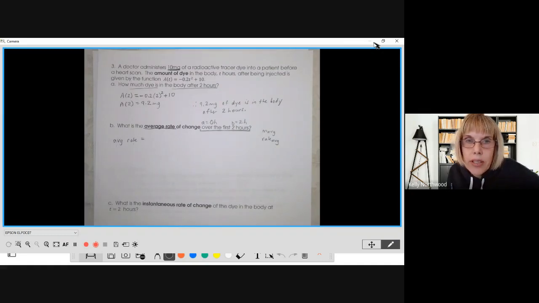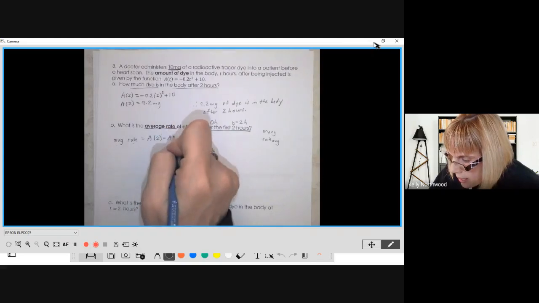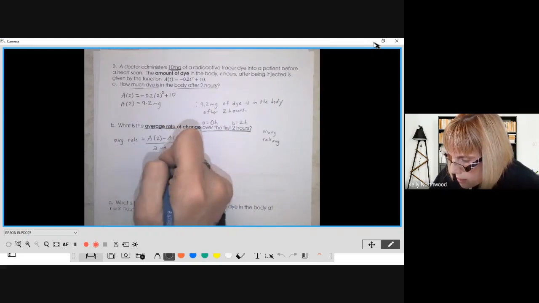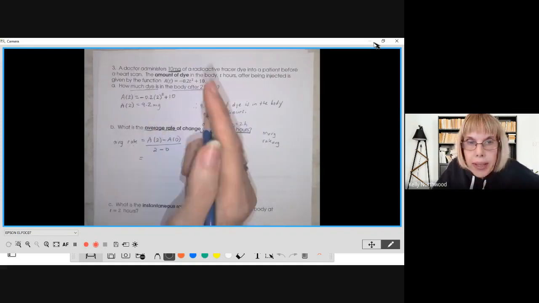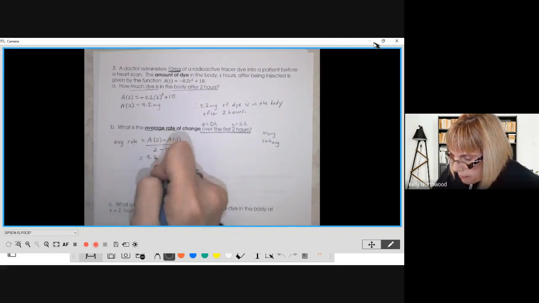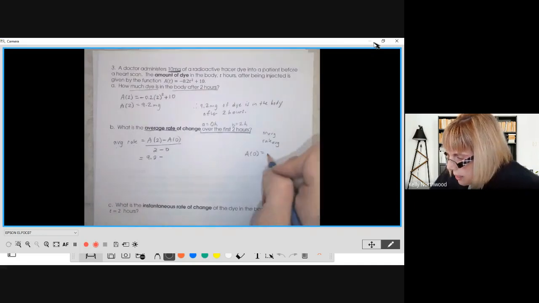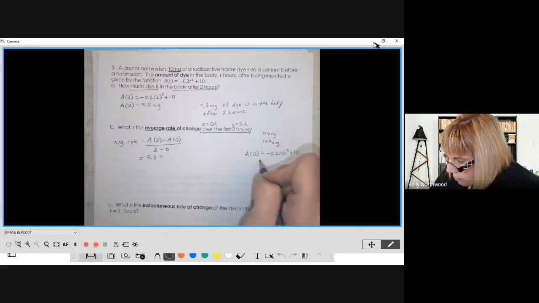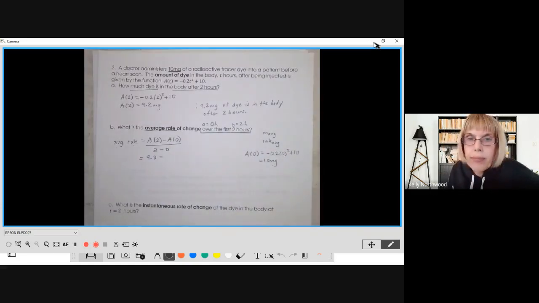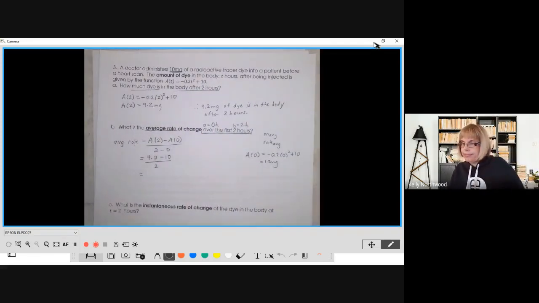All fine. So my average rate is going to be not S this time, so be careful. It's going to be A at 2 minus A at 0 over 2 minus 0. And I already know A at 2 because I found it out in part A. A at 0, I can see it's going to be 10, but I'll just show it. And it's going to be negative.